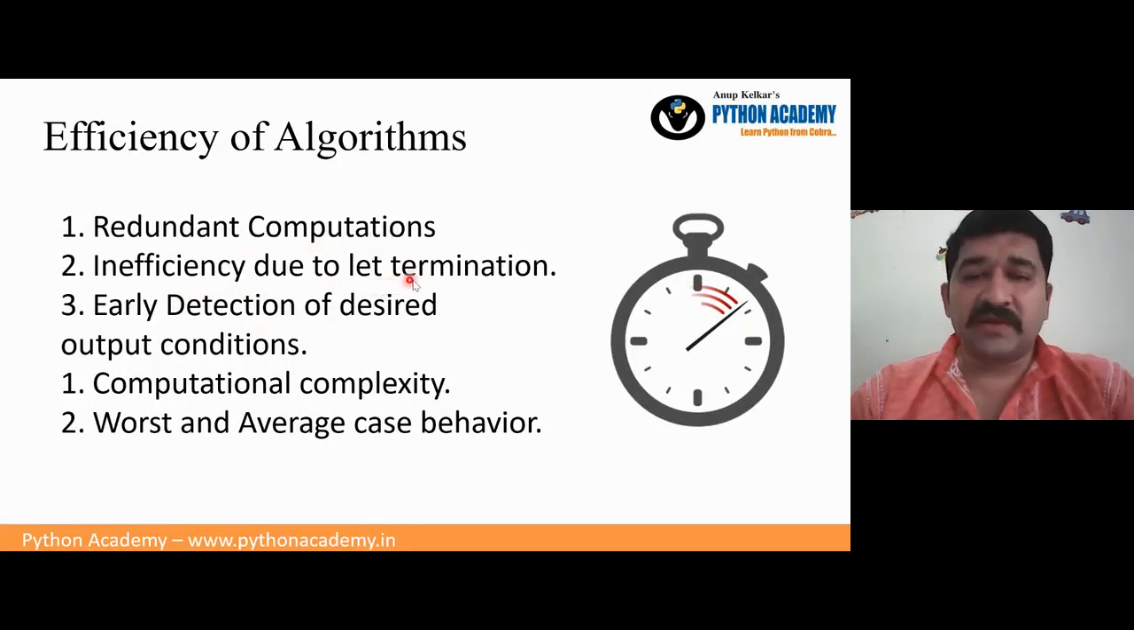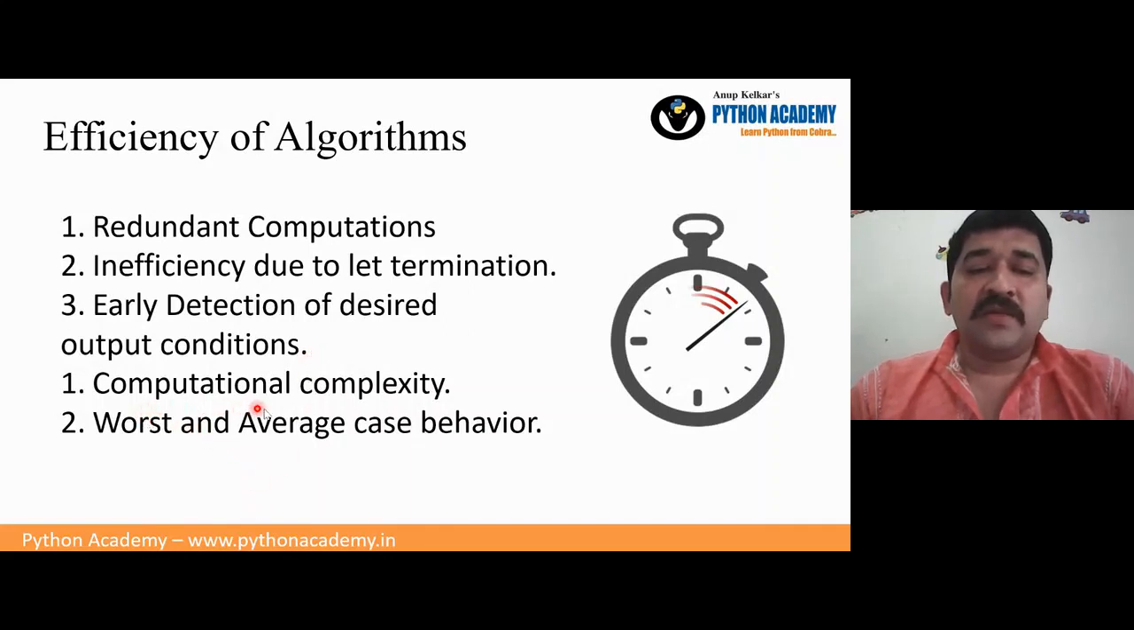Inefficiency due to late termination. What does that mean? We get the result in between because of some condition, but still, because we have written code of 50 lines, we run up to the 50th line. That should not be the case. If we get the result at one point, there should not be late termination. We should terminate our program immediately, because we have found out what the result should be. Early detection of the desired output condition is the same way of avoiding the inefficiency of late termination. So if we detect at any point in the code that yes, that is the desired output, we should end our program rather than going one by one.